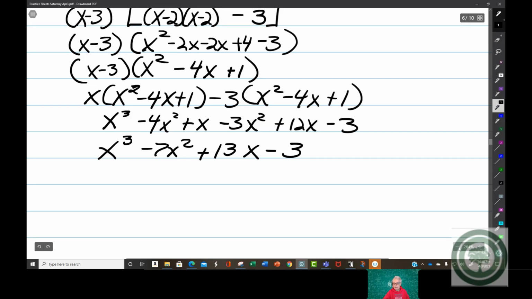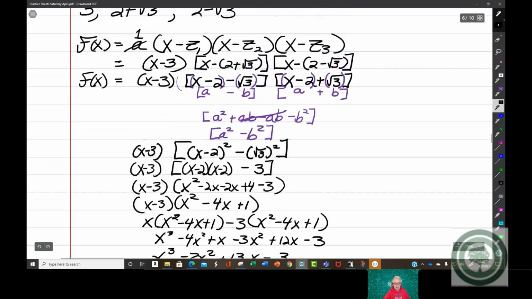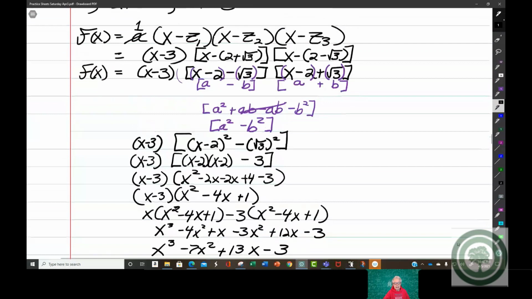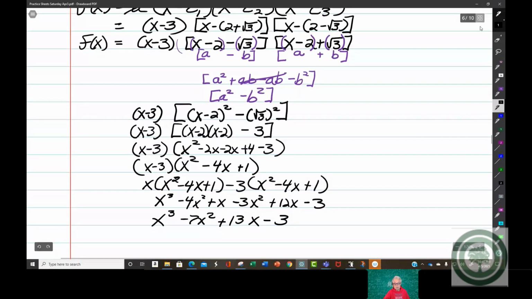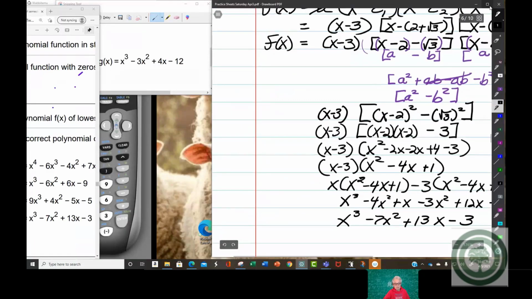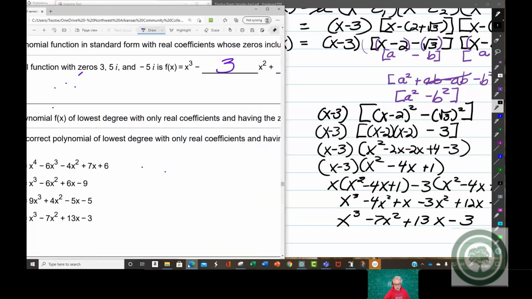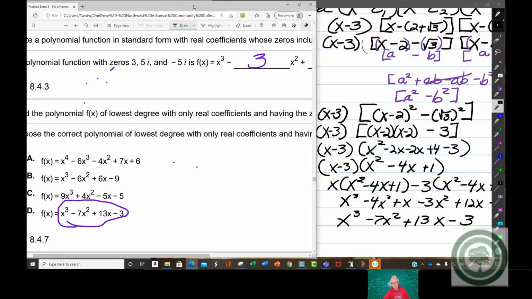Now, let me make this a little smaller. There we are, from the beginning. It works out. Oh, and look at this. You get to choose. There it is down there. Yep, D.